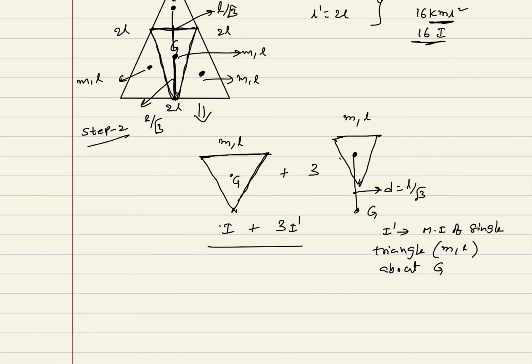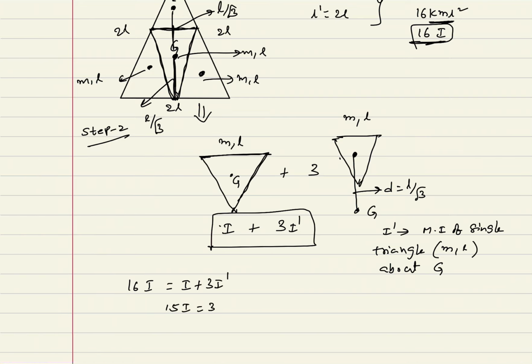Okay. This I plus 3 I dash value should be equal to 16I. Why? Because the big triangle I have divided into 3 triangles about G, and one middle triangle is the central triangle about G that I have taken. Okay. So we can write it as 16I is equal to I plus 3I dash.